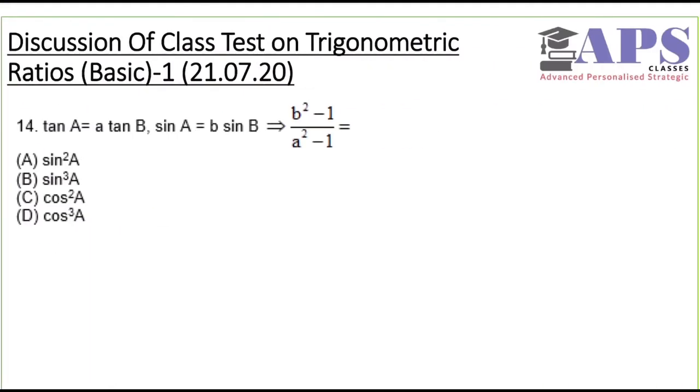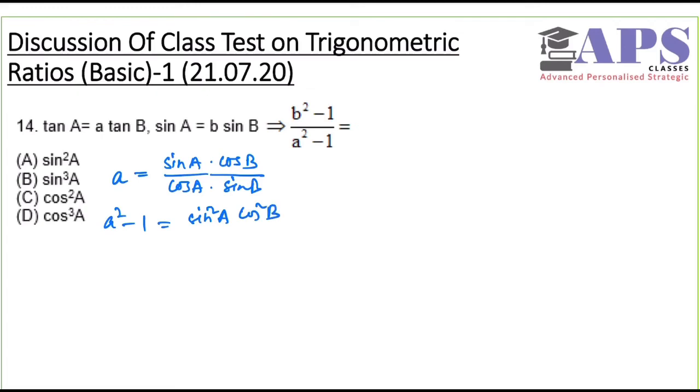In question number 14, we have to find this. So let us first see what is a square minus 1. First, a is basically our tan a by tan b, which is sin a by cos a. Here we will have a cos b, and here we will have a sin b. So this is our a value. So a square minus 1 is now sin square a into cos square b by this. So I am directly taking it here, cos square a into sin square b by cos square a into sin square b. This is after taking LCM.